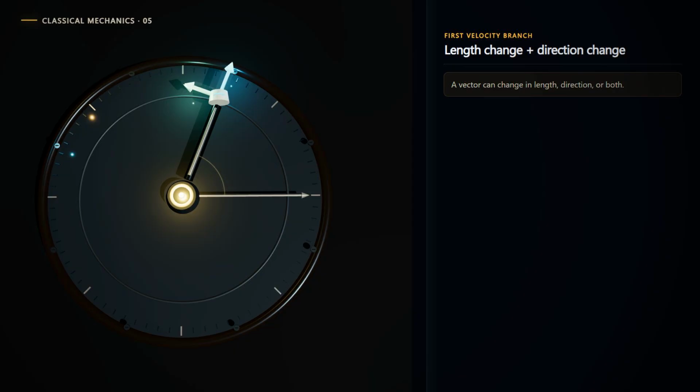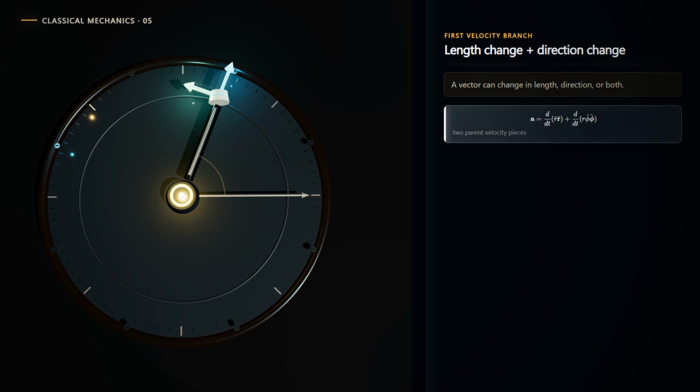Now comes the real puzzle. Velocity has two component arrows and neither lives on a fixed compass. Each can change in length, direction, or both. Track those causes separately.